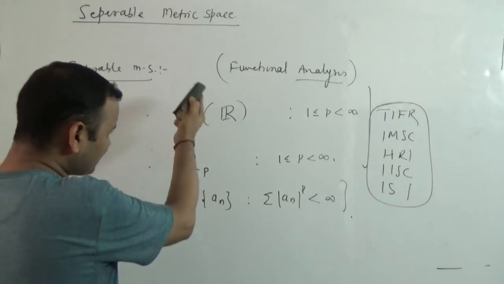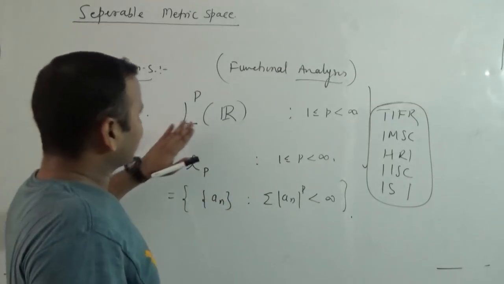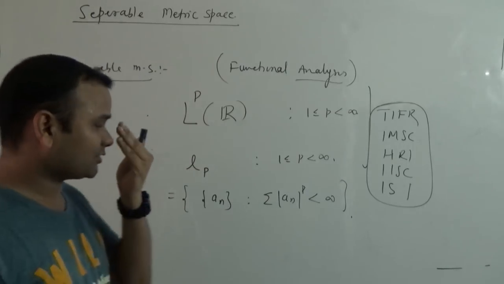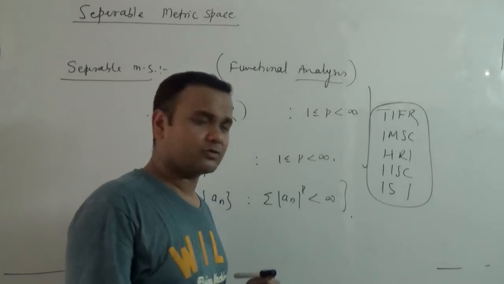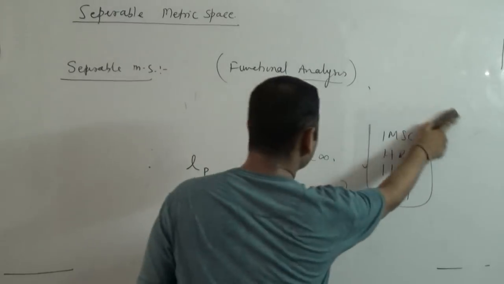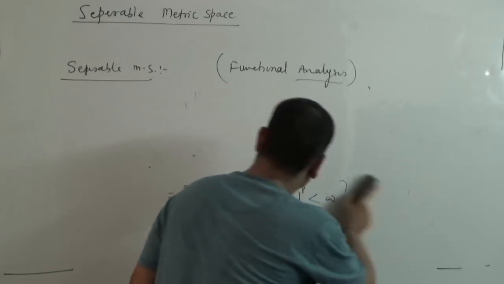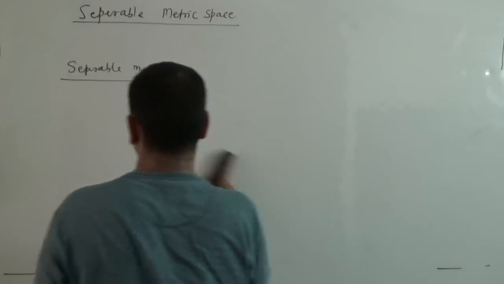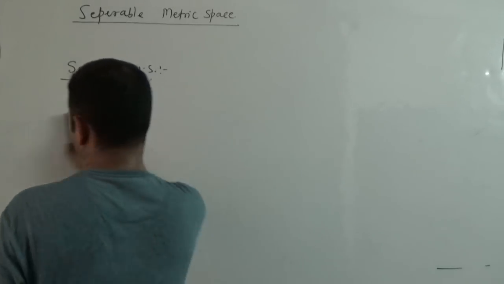Okay, so these are some standard examples. If you know this, fine. If you don't know this, fine. I request you to learn from some standard books. You'll get better. Okay, but if time permits, I'll definitely do something. Okay, no problem. So this is the separable metric space and all that.